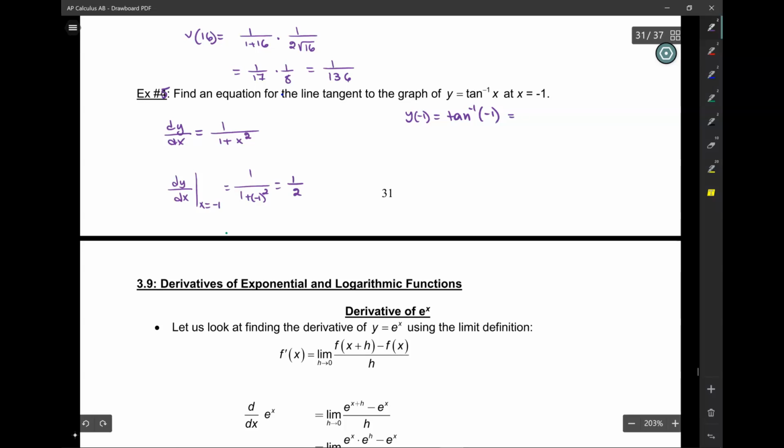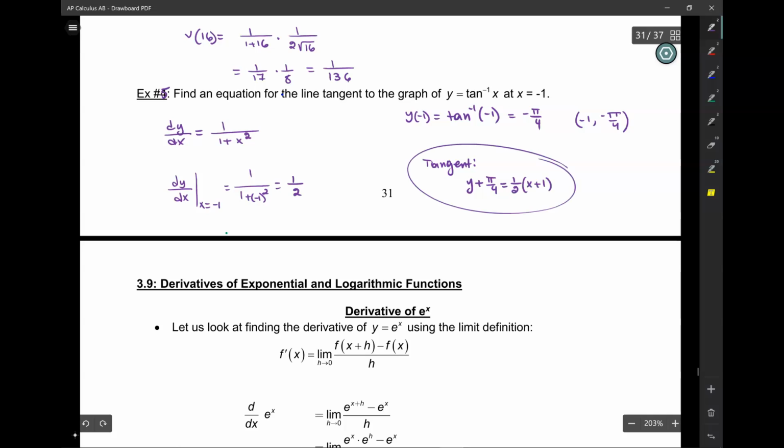So here, y is -pi/4. So this is all happening at the point -1 and -pi/4. So the equation of the tangent line is y plus pi/4 equals 1/2 times x plus 1.